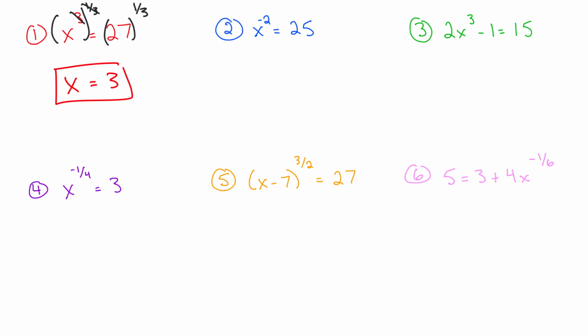Problem number 2. I have x to the negative 2 power equals 25. I'm going to bring both sides to the negative 1/2 power because I want them to have a positive 1 for my exponent. And negative 2 and negative 1/2 cancel, and you get x is equal to the 1/2 power is 5, and then the negative power will make it 1/5. And there is my answer.